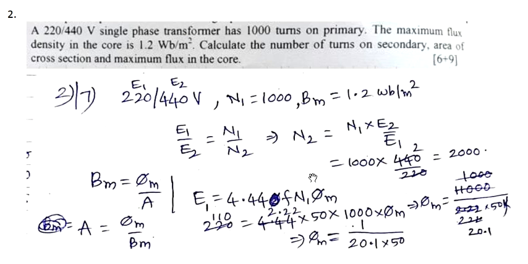If nothing is given, you can assume it as 50 Hz, and N1 is already given as 1000, fine. E1 we know, and phi m is the only unknown in this equation, so you can get the phi m value. Then if you substitute that phi m and Bm in this equation of area, you will get the area, fine. Yes, that is about this numerical problem. We will discuss one more numerical problem.